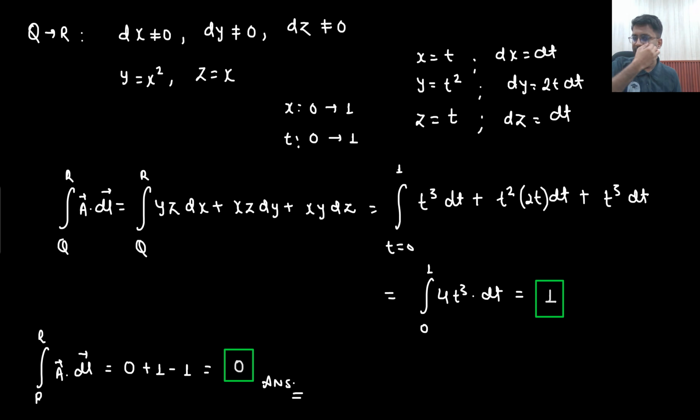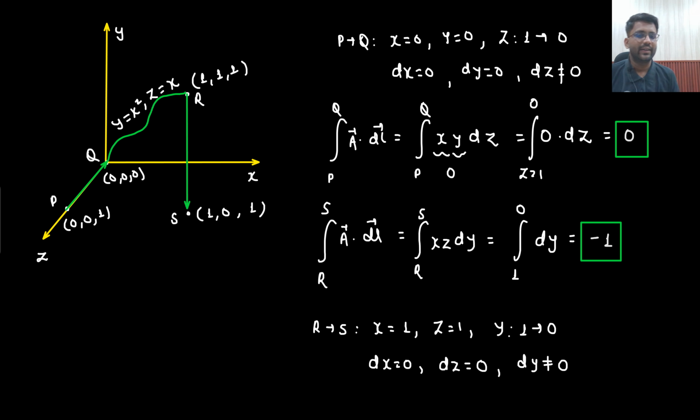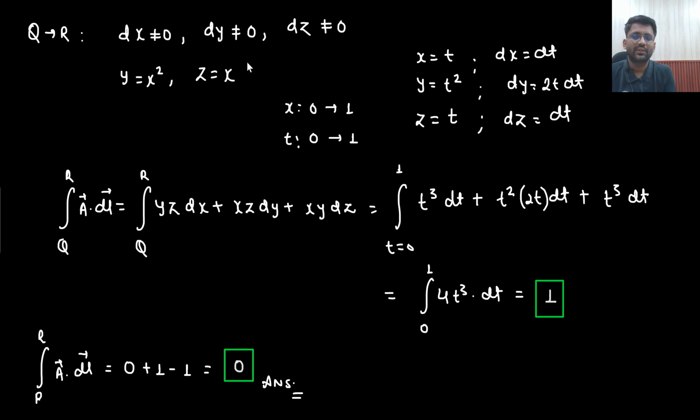Is that understandable to you or not? So Q to R was not a difficult task. P to Q, R to S, very easily I can do. I need to move from Q to R. Previously, I needed to write down the equation on my own. Here the equation is already given: y equals x square, z equals x. I need to bring them into one variable: x equals t, y equals t square, z equals t. From there, I wrote everything down. The limits of t I can also write down. Job done. Understandable? Very straightforward question.